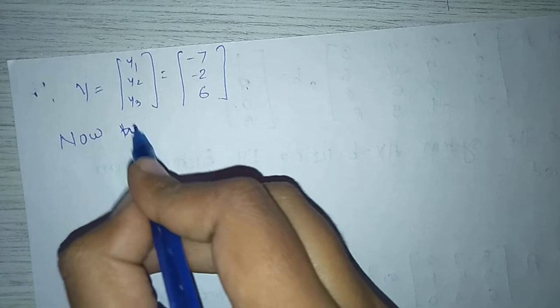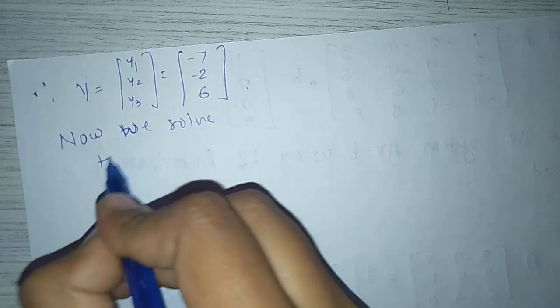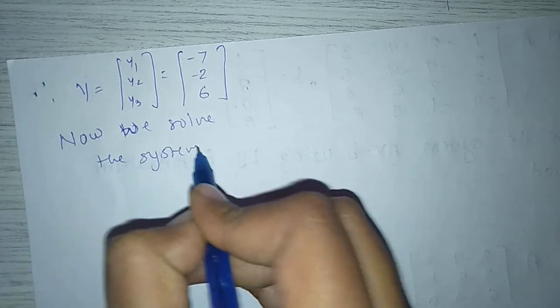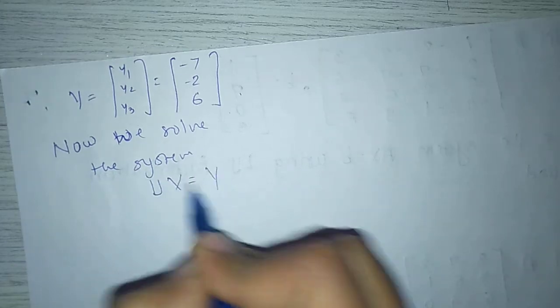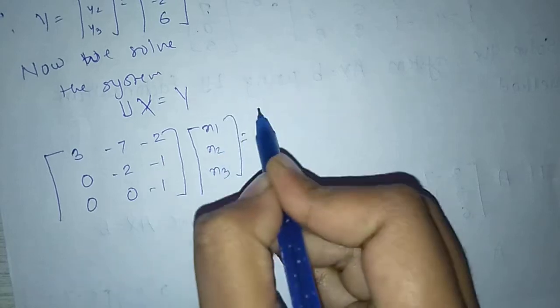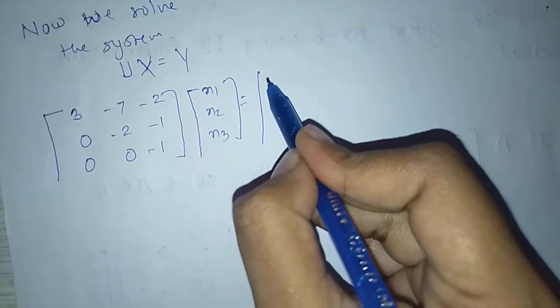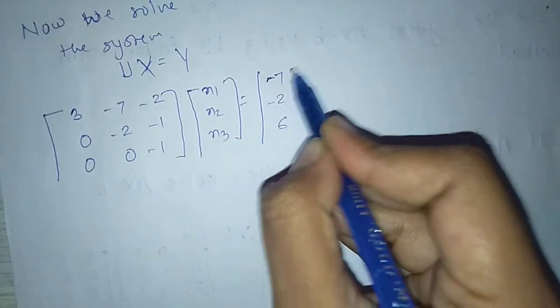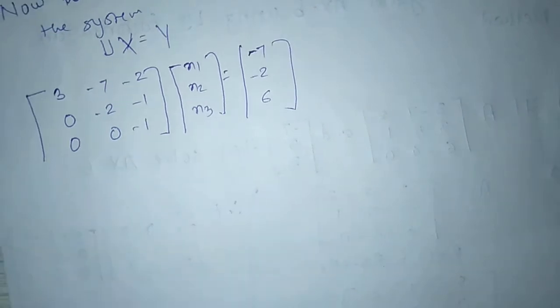Now we solve this system, UX equals Y. U is [3, -7, -2; 0, -2, -1; 0, 0, -1], and capital X is [x1, x2, x3], equal to Y, which is [-7, -2, 6].